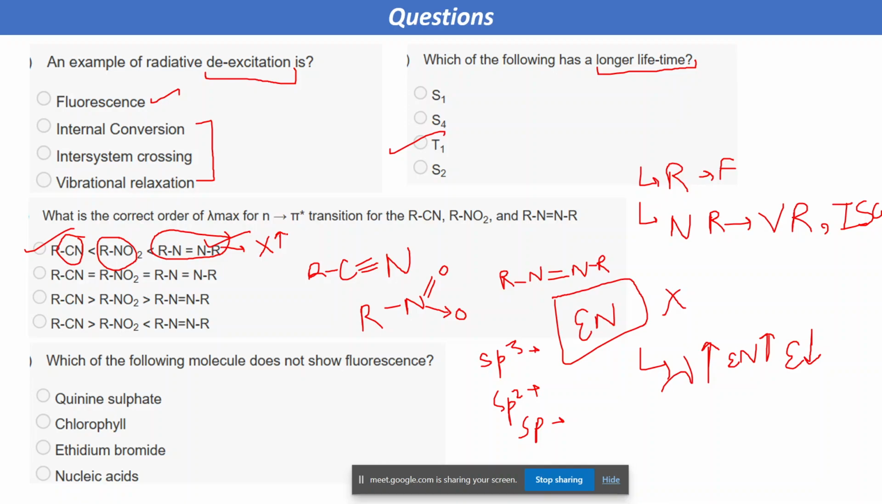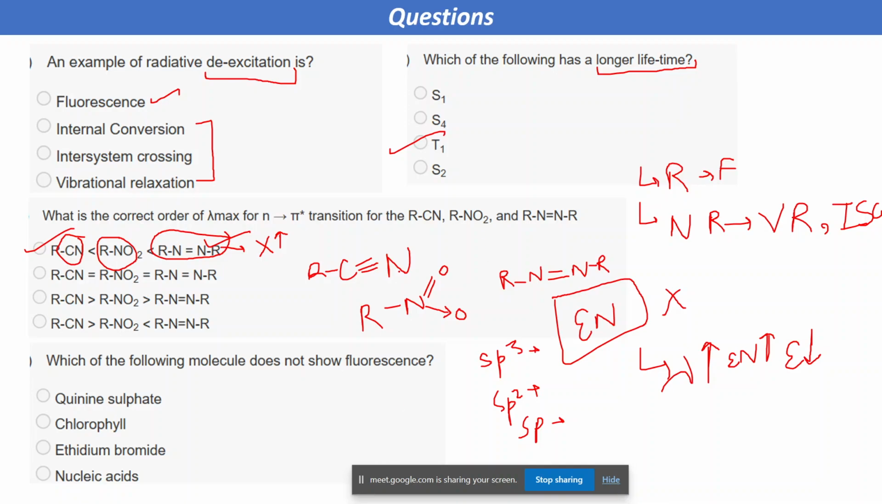If you're solving these kinds of questions, just remember for lambda max that energy is inversely proportional to wavelength. Secondly, electronegativity decreases the energy, and if you increase the delocalization, then the energy gap decreases, therefore wavelength increases. Is it clear? Yes, ma'am.